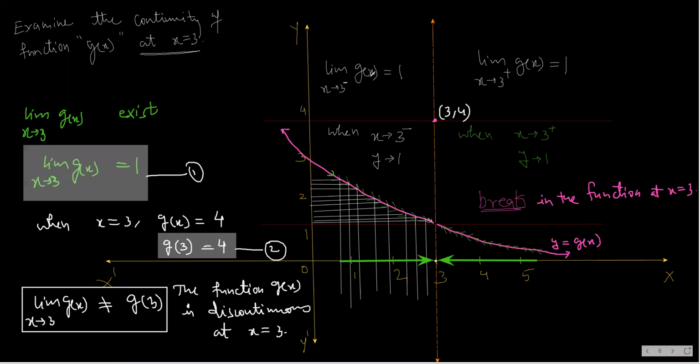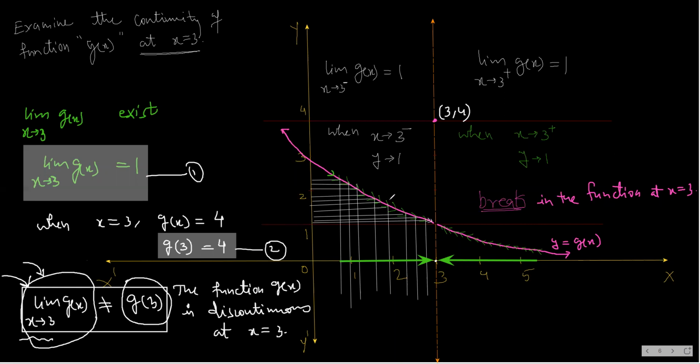Okay, why is it discontinuous? Because, look at the left hand side. The limit of g of x when x tends to 3 is not equal to the value of g of x when x is equal to 3. What is the left hand side? It is the limit of g of x when x tends to 3. That is, it is the number which g of x is approaching when x is approaching 3.